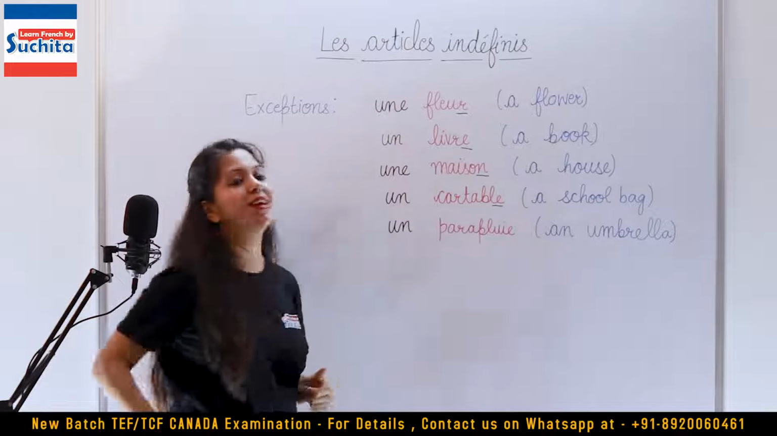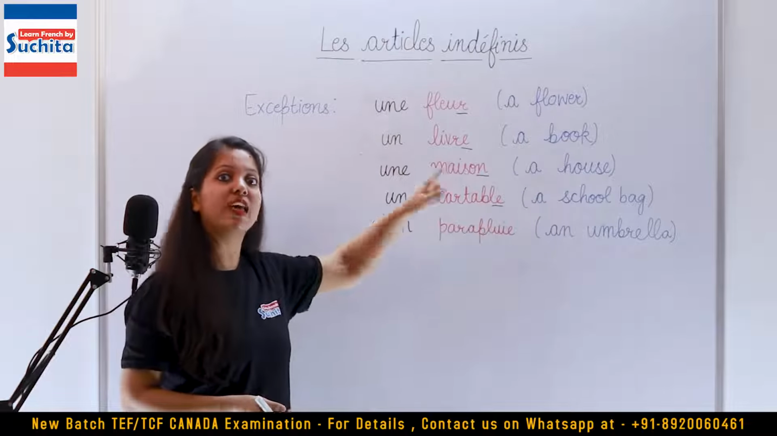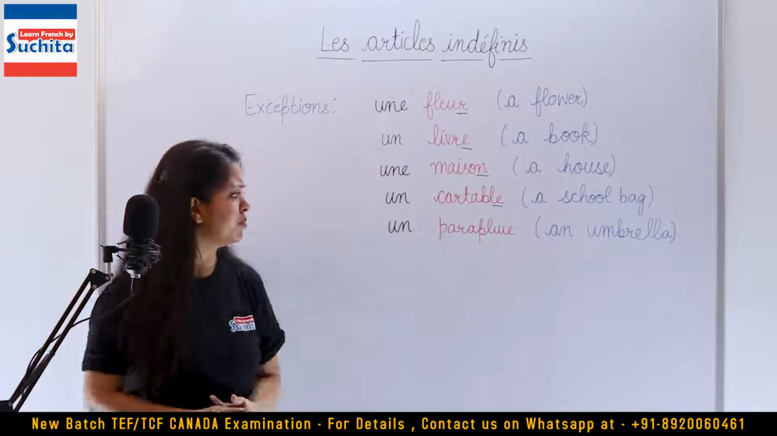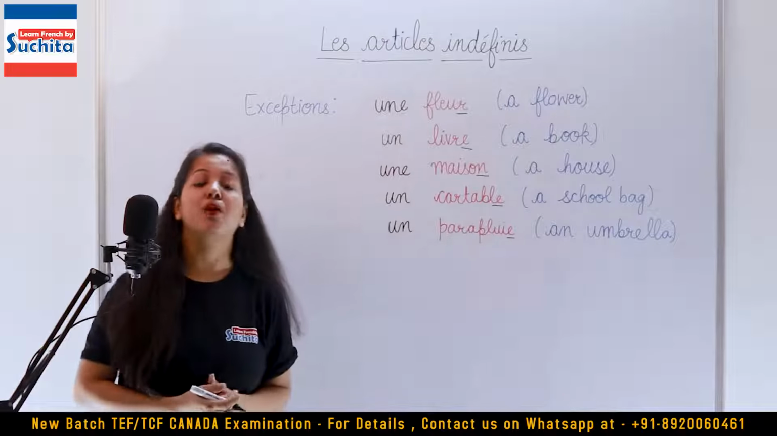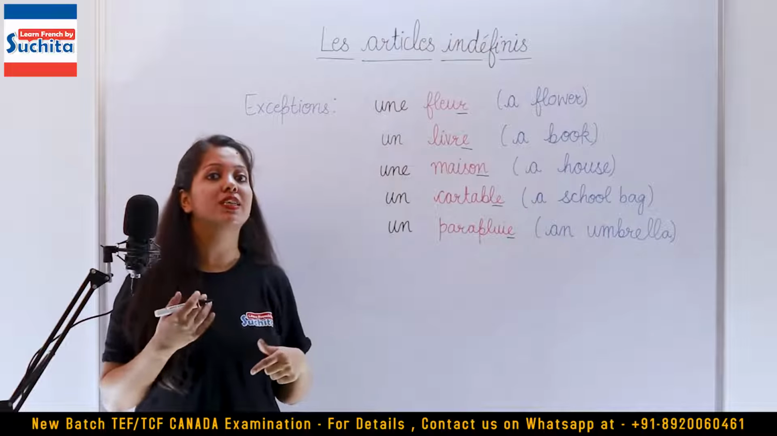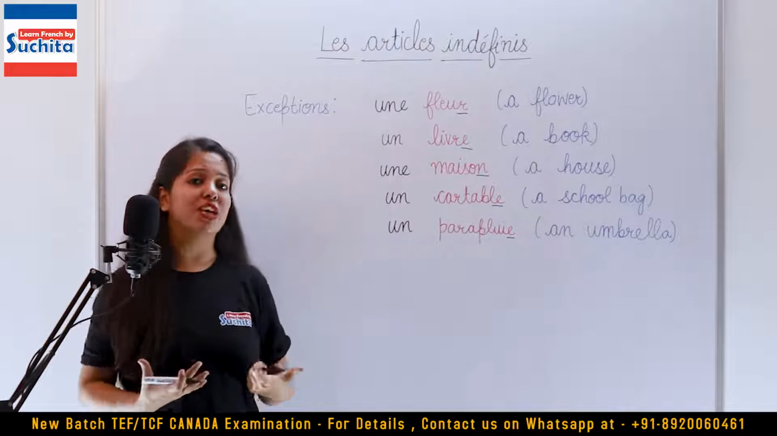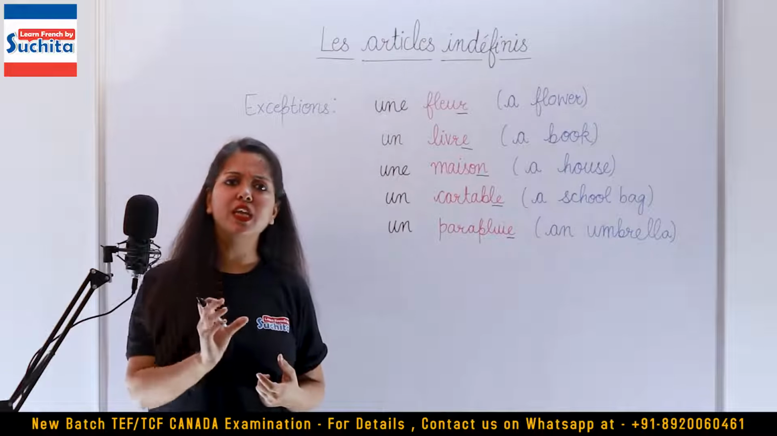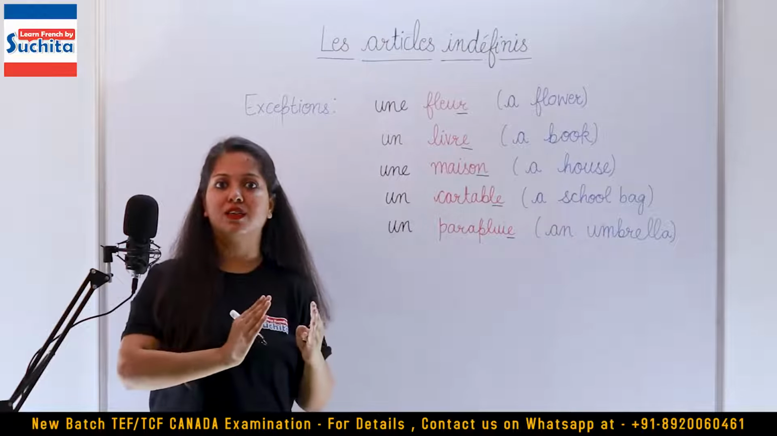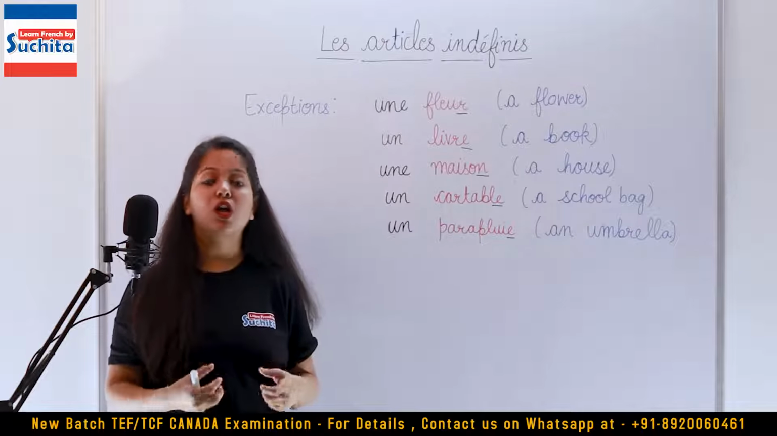Let's look at the next word, that's cartable. Cartable, since the rule is opposite, it is ending with E and therefore it will be masculine. So we say un cartable, and that's a school bag. Next, parapluie. Parapluie, it means an umbrella. It is ending with E, it is an exception, so the rule will become opposite and it will become masculine. So my suggestion to you is, whenever you learn any noun, let's say parapluie, you learn it along with its article. So you say un parapluie, un cartable, une fleur, une maison, un dictionnaire.